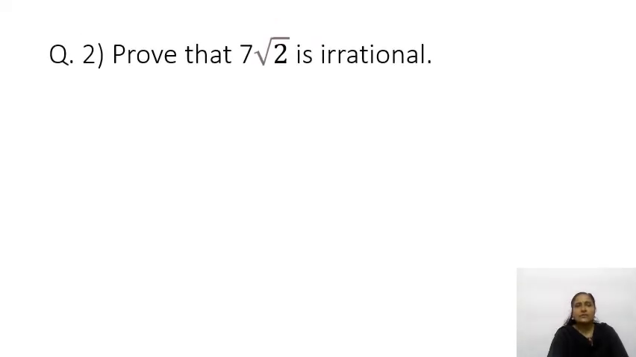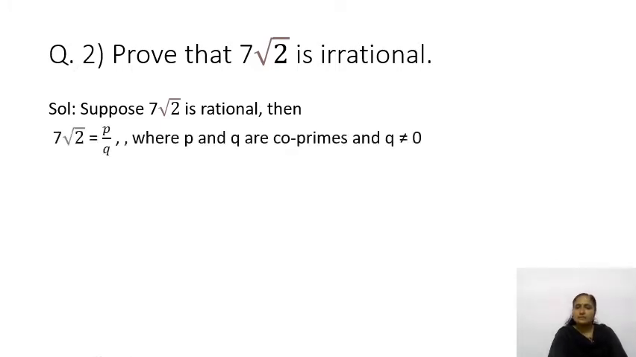Now we can check the next question. The next question is: prove that 7 root 2 is irrational. Again we will use contradiction. We will suppose that 7 root 2 is rational. So it can be expressed in the form of p by q, where p and q are co-primes and q is not equal to 0. Except root 2, the rest of the numbers we can shift to the right hand side.